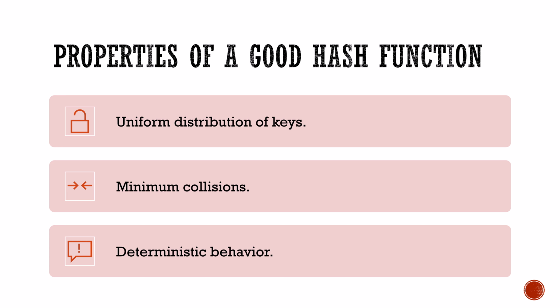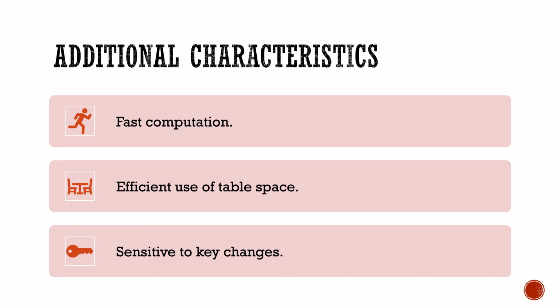Now, let us discuss the properties of a good hash function. A good hash function should distribute keys uniformly in the hash table. It should produce minimum collisions. Also, it must be deterministic, meaning the same key should always generate the same hash value. A good hash function should be fast to compute.